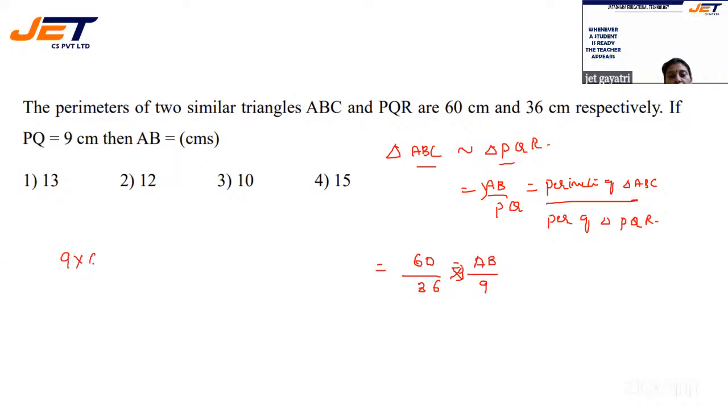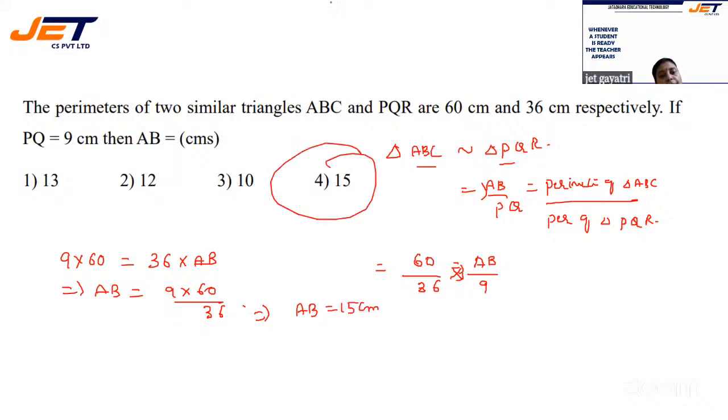So 9 into 60 is equal to 36 into AB, which implies AB is nothing but 9 into 60 by 36, which will give us AB to be 15 centimeter. So your option 4 is correct. We just go by the question. We are just equating the perimeters to the two sides. One side is given, the other side we are finding out.